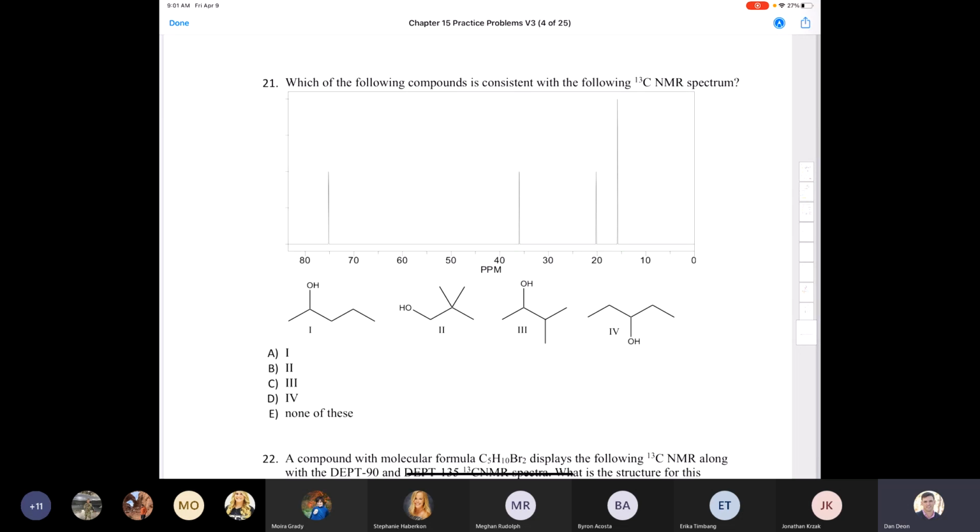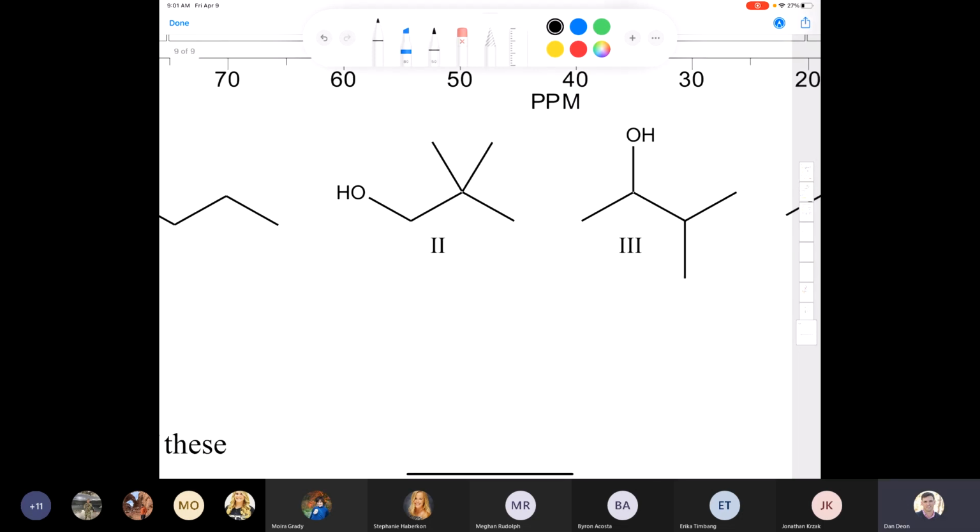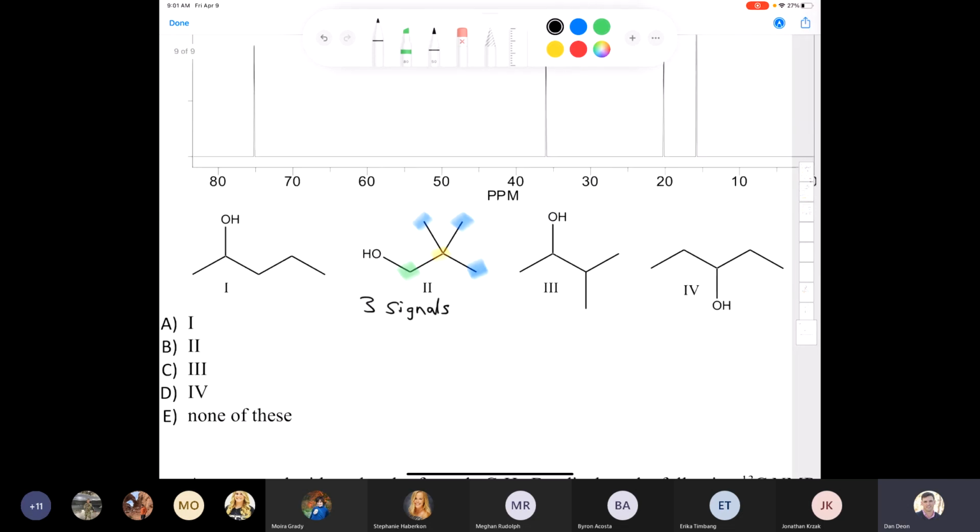For my students that answered B, or the second one, how many signals would there be in that compound in number 2? In this spectrum, we have a total of 4 signals. Yeah, in number 2, all 3 of these carbons are chemically equivalent. This one is unique, and this one is unique. So for this compound, you'd only have 3 signals, and you have a total of 4.